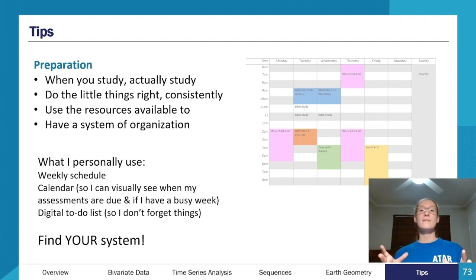of things. For some people, that might look like a checklist of things they're going to study in an individual day. Some people have weekly planners. Some people have monthly planners. This is an example of my weekly schedule. I've got time set aside for work. I've got time set aside for my classes. I have time set aside for other important things like church and Bible studies, because I know I want to have time for those. They're a priority for me.